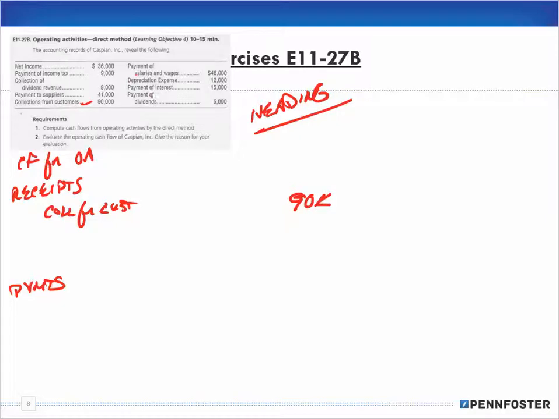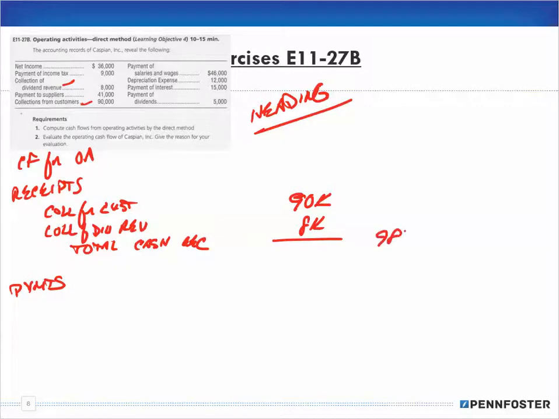and I have, let's see here, net income, payment of income tax, a collection of dividend revenue of $8,000. So that's a payment, depreciation, payment. So that's all I have as far as receipts is concerned. So my total cash receipts are $98,000.